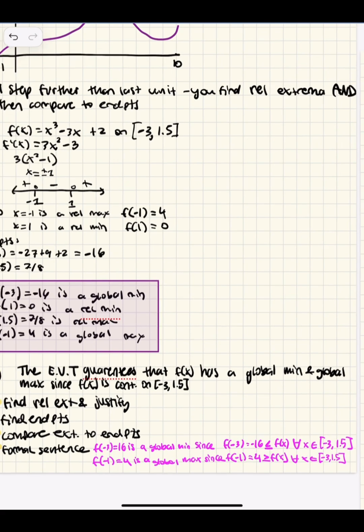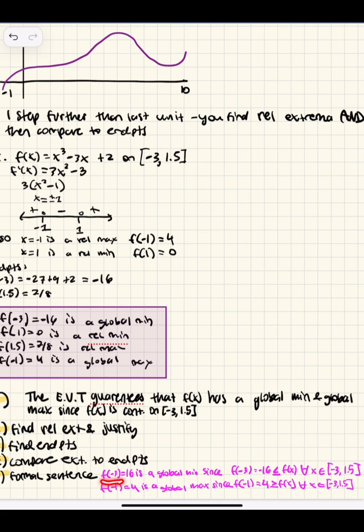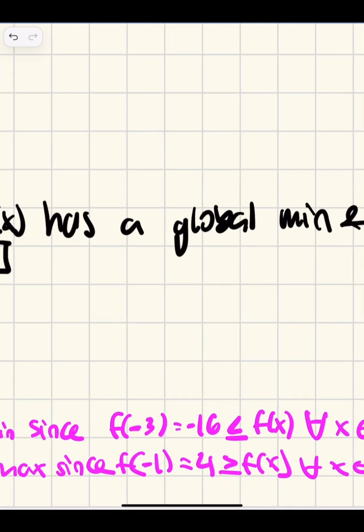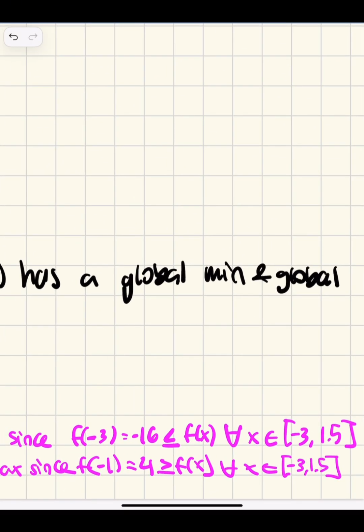So you would write f of negative 3 equals negative 16, as we found up here. It's a global min since, and this is important, this is the justification, f of negative 3 equals negative 16 is less than or equal to f of x for all x in [-3, 1.5]. So this looks really fancy.